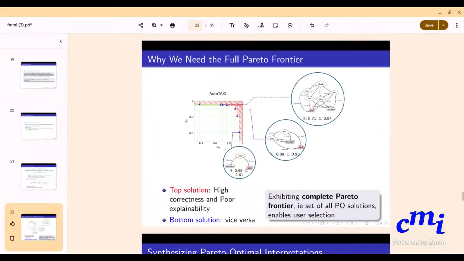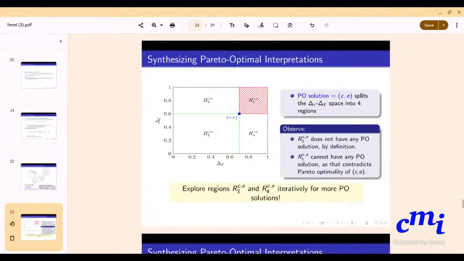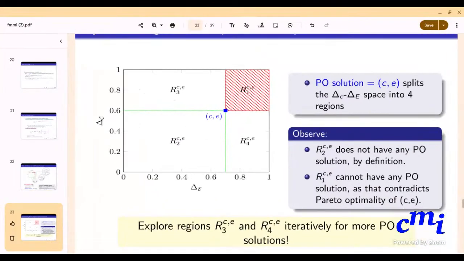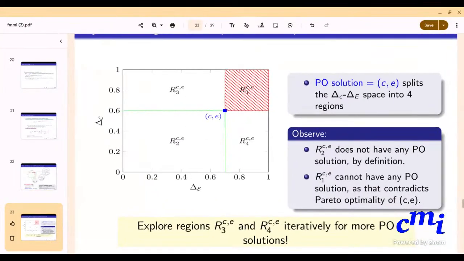There is some subjective measure of preference involved here, so just exhibiting one solution is not really helping us. Now, what this Pareto optimal solution does is break the solution space into 4 regions, while R2C R2 does not have any pure solution by definition. R1C cannot have a pure solution as that contradicts Pareto optimality of C.